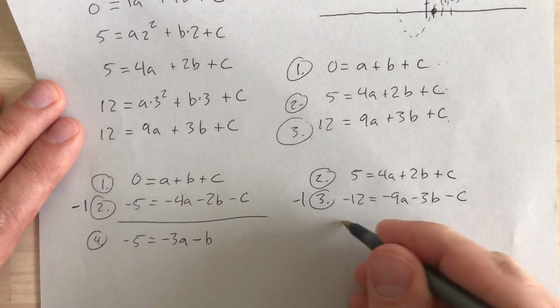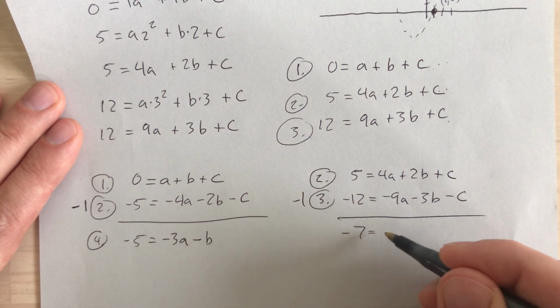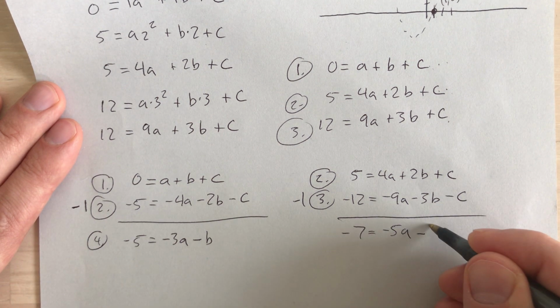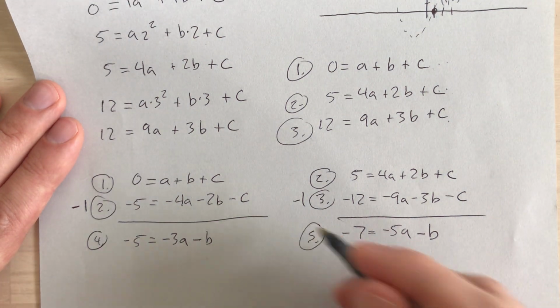And I'm going to add those two together. This and this make -7. This and this make -5a. This plus this makes -b. And then the c's cancel. Okay? So this is going to be equation number 5.